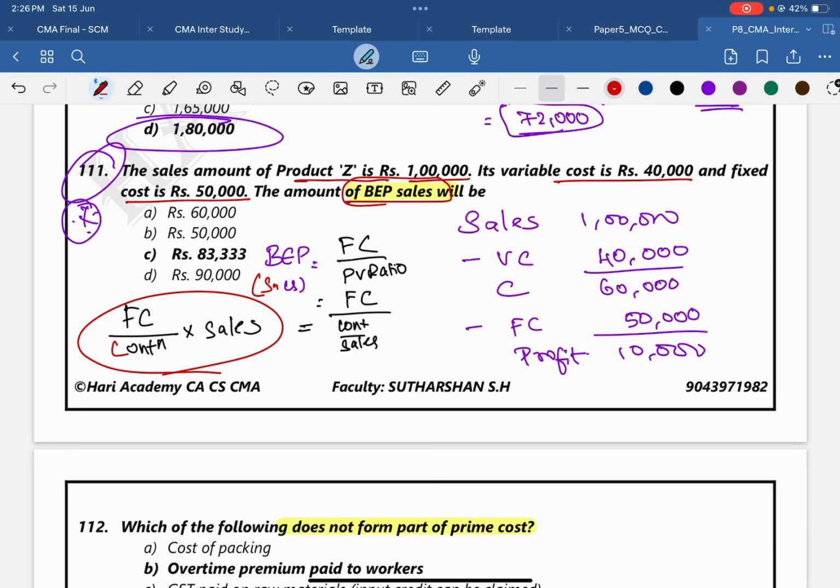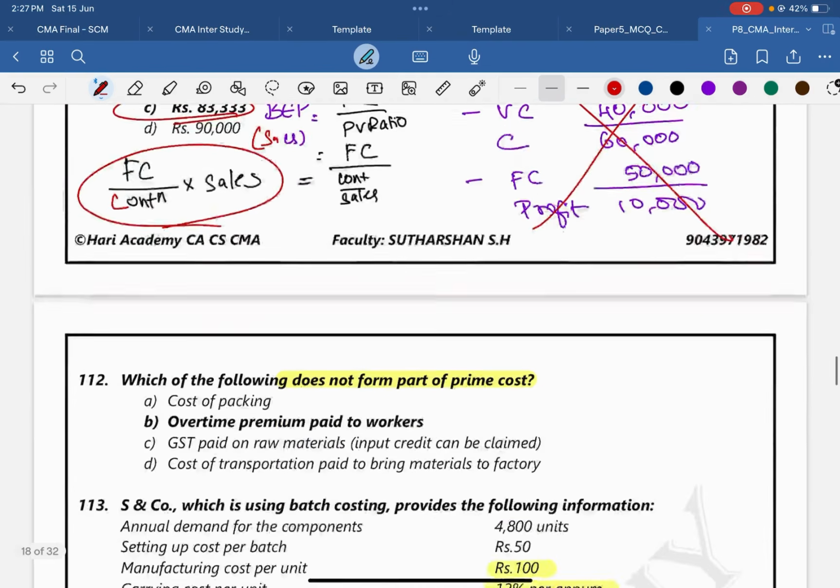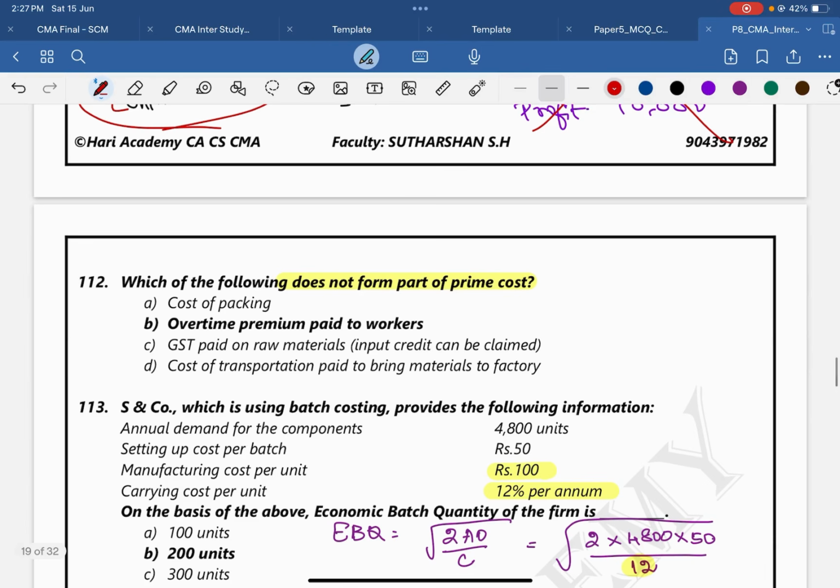We are not going into these step-by-step parts. Whenever break-even sales is asked, they give the sales amount, variable cost and fixed cost. Sales minus variable cost is your contribution, which you can easily find orally. Then take a calculator: fixed cost 50,000 divided by contribution 60,000, into sales of 1 lakh. If you do that, you will get 83,333.